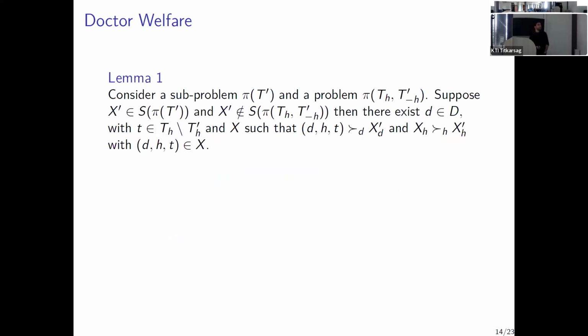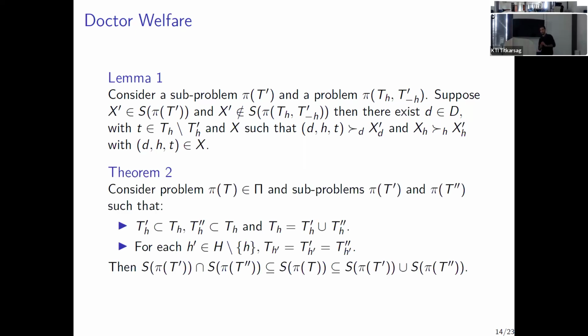So the first observation here is lemma 1, but in fact, it can be an observation. The first observation is that if an allocation is stable in a sub-problem, and if I extend the set of terms offered by only one hospital, if the allocation is no longer stable in the main problem, then it means that among the terms that I had, some contracts are now available, and this constitutes a blocking application.